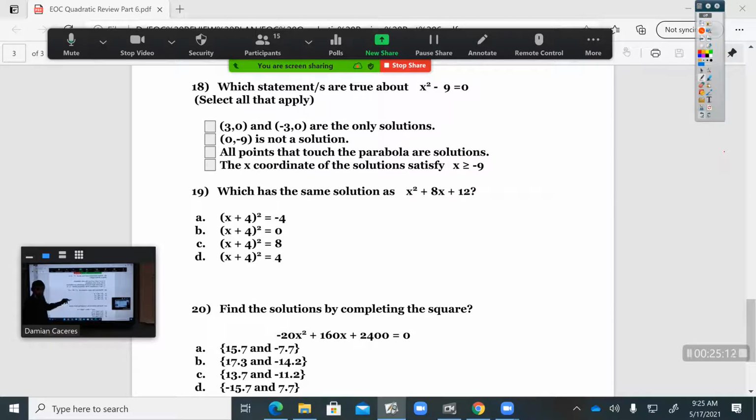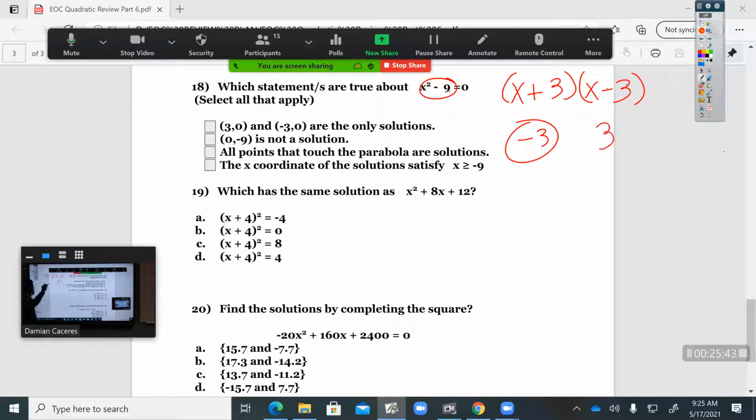So on number 18, you have x squared minus 9 as the equation. That there is just like what we did on the previous page, a difference of squares, which means you have the same numbers on both sides, but one plus, one minus. So 9 is 3 times 3, so we know what numbers go in there. If you see positive 3 as a factor, what's the solution? Negative 3. If you see negative 3 as a factor, what's the solution? Positive 3. So my solutions are negative 3 comma 0 and 3 comma 0. We check the first box because that's true.